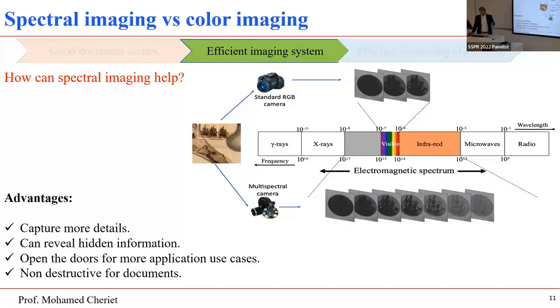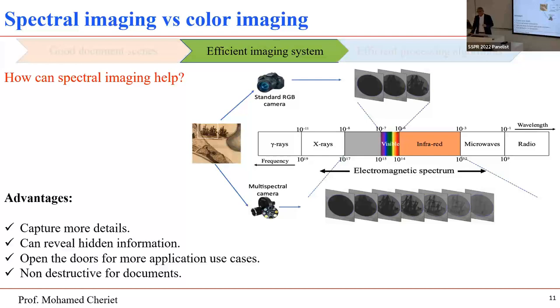So the advantages are that it captures more details, can reveal hidden information, and opens the doors for more applications because you shed light on something you cannot see or capture by usual visual systems. And also, which is important, it is non-destructive for documents. So this is great news so that we can preserve our heritage, for example, using this kind of imaging techniques.